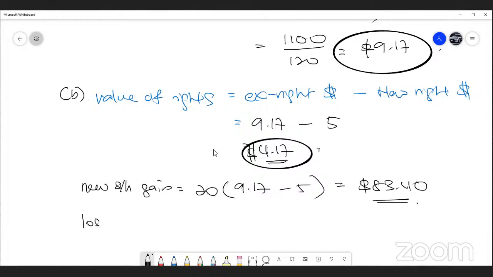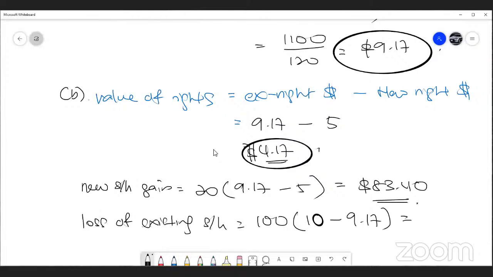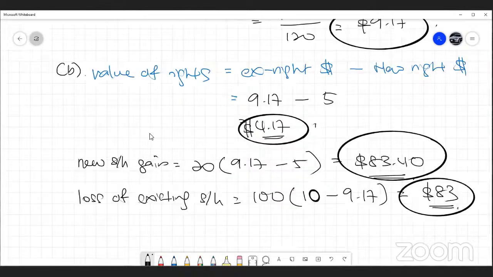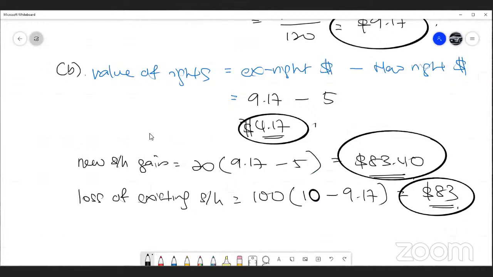So what is the loss of the existing shareholders? The existing shareholders have 100 units, multiplied by initially $10. Now it's only $9.17. So they make a loss of $83. So the new ones gain 83, the old ones lose 83 in value. Okay, one gains $83.40, another loses $83. So fair lah. It's in equilibrium, it balances out. So any question for question number 4?